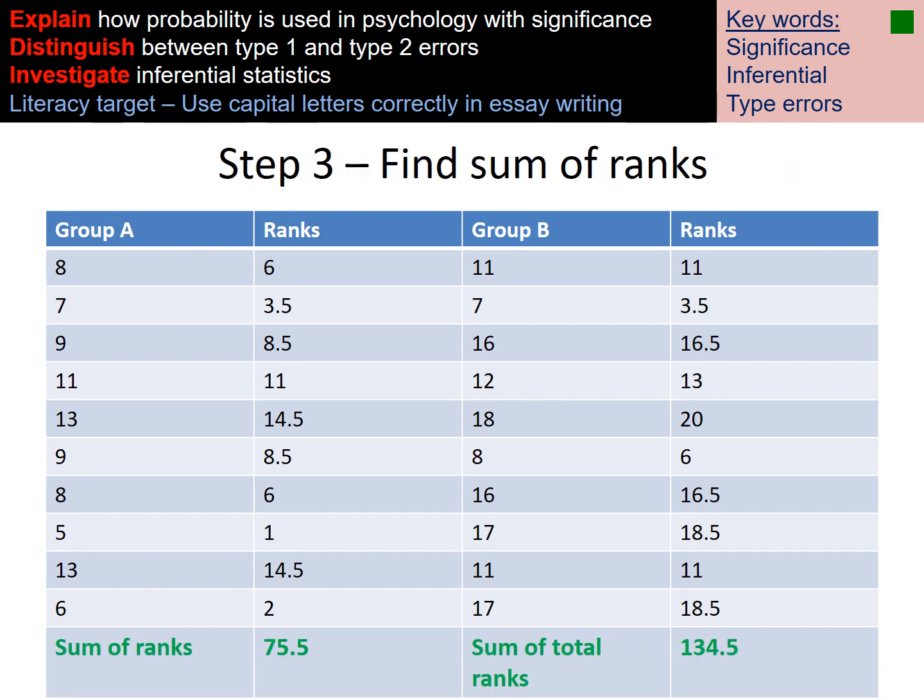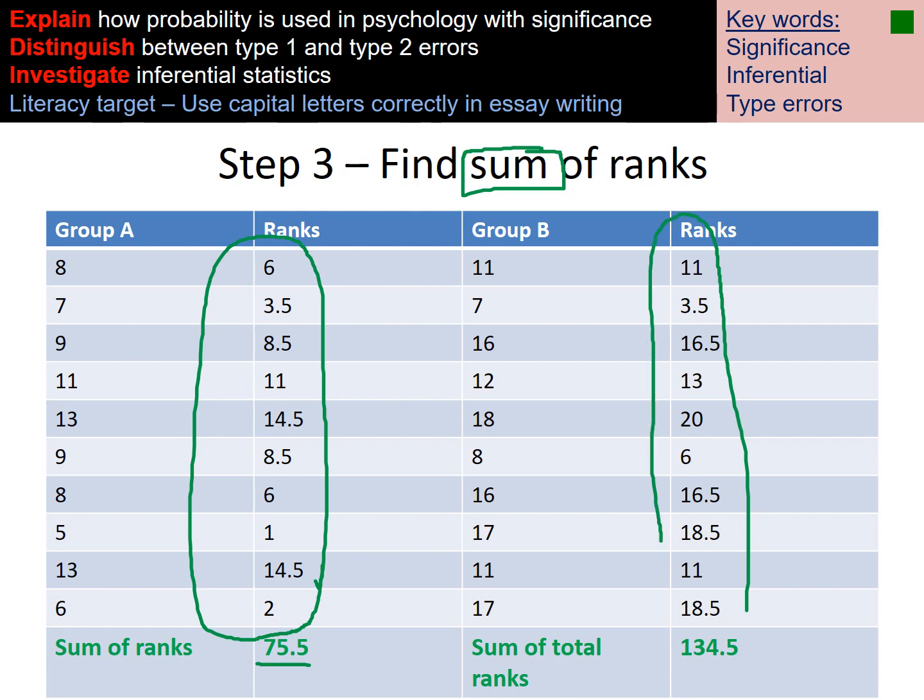Now, what we have to do is find the sum of the ranks. Now remember, the word sum in maths means total. So down here, I've just done the sum of the ranks, which means I've added all of these numbers together down here to get 75.5. And I've added all of these numbers together here to get 134.5.